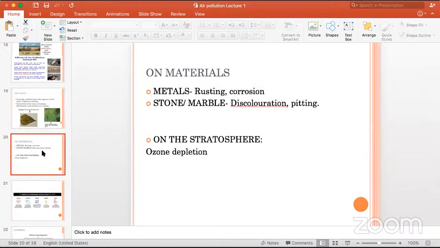Of course, on materials, you know that metals become rusted. It causes corrosion. And on stone and marble, I think you've already heard of pitting of the Taj Mahal. And it also causes discoloration. Okay, so not just animals and plants, but also materials are getting affected because of air pollution. On the stratosphere, it causes a huge amount of ozone depletion. So this topic we will study in the upcoming lectures. We will study about the effects of ozone depletion in detail.